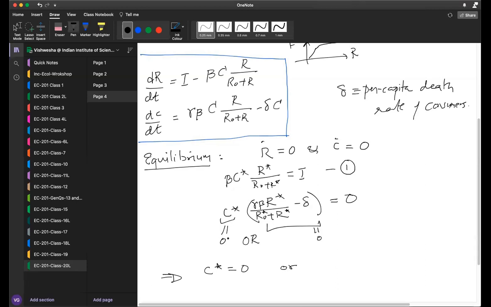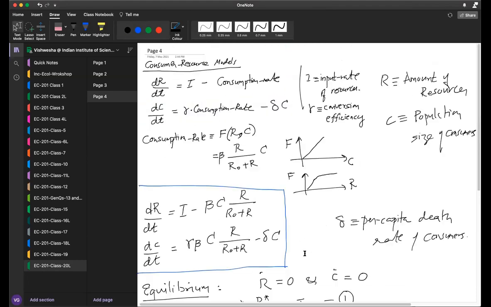So one possibility is C star equal to 0. That's when the second equation can be 0. Alternatively, you can have this term be 0, which is gamma beta R star divided by R0 plus R star equal to delta. So I'm going to write that as R star divided by R0 plus R star is equal to delta by gamma beta. Is that fine? Okay.